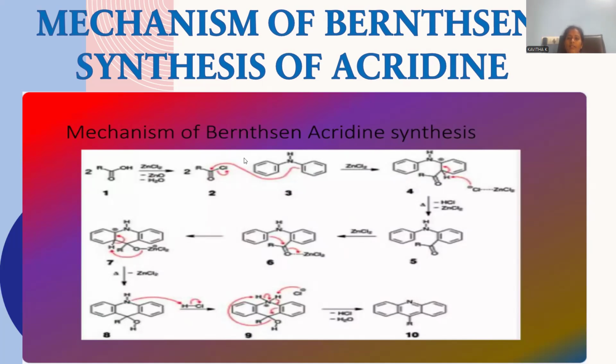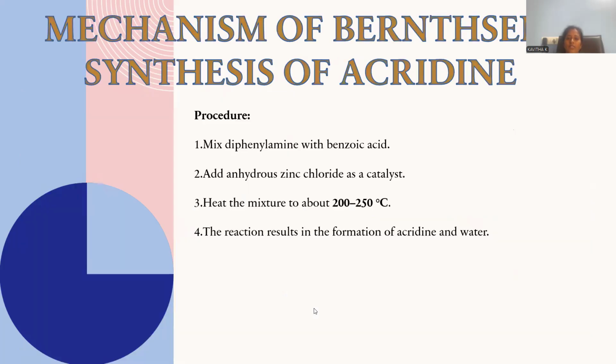called acridine by means of this Bernthsen synthesis process, where the starting materials will be a carboxylic acid and diphenylamine, with zinc chloride taken as the catalyst. Its role is very crucial. It participates directly in so many steps of the reaction. And finally, acridine is obtained as the final output, right? So this is the method of synthesis.